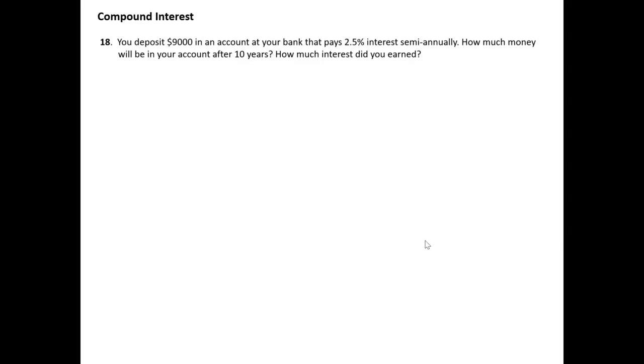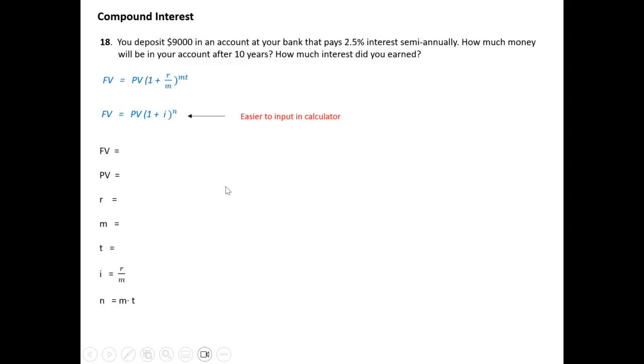How much money will be in your account after 10 years? And how much interest did you earn? So there's my problem, right? There's my formula. These will be easier to put in the calculator.